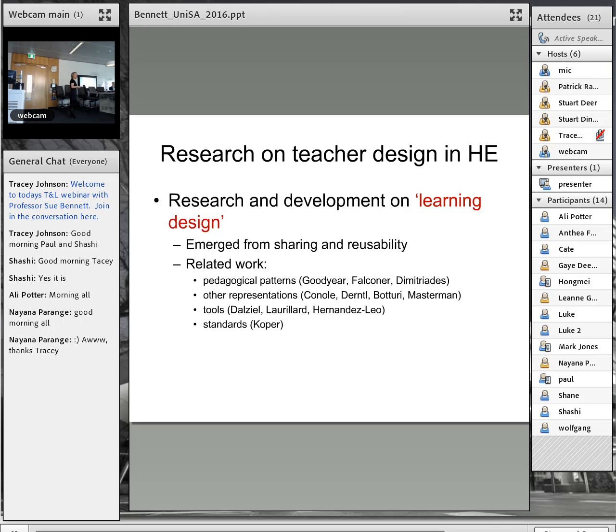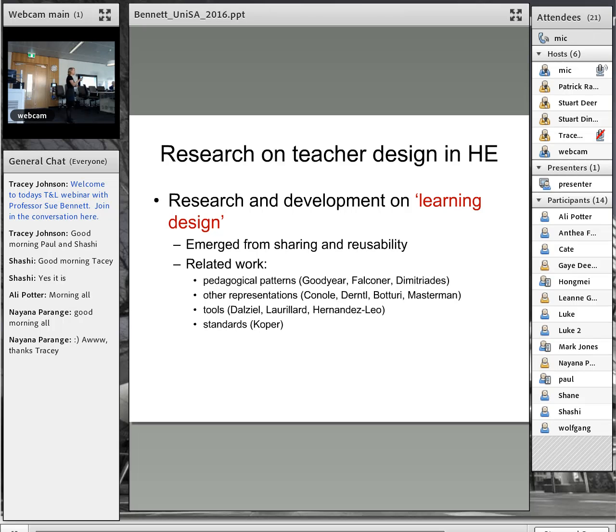And after a bit of dissatisfaction with learning objects, people thought, well, maybe it's not resources that need to be reusable. We need pedagogical designs that we can reuse. So a number of people started working in this area. I've been working in this area a lot with my colleagues, but there's a whole lot of related work.